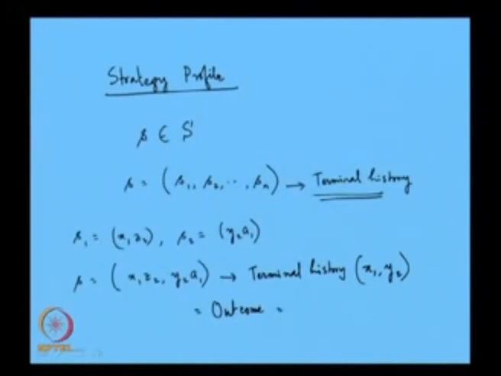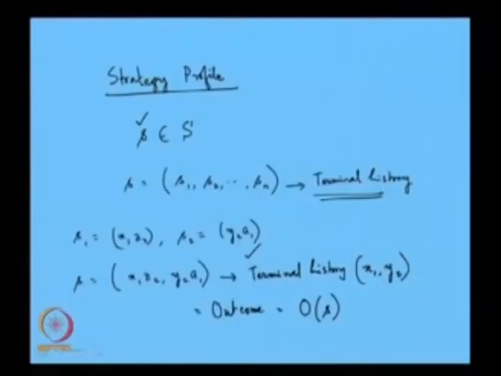So, outcome or O is a function of a particular strategy profile. All right. Now, there are different stages of it. Each player has a strategy. By combining the strategies of all the players, we are getting a strategy profile. And from a strategy profile, what we get is a terminal history. And that terminal history is also known as outcome, and we write it as O of s, O standing for outcome and small s standing for the strategy profile.